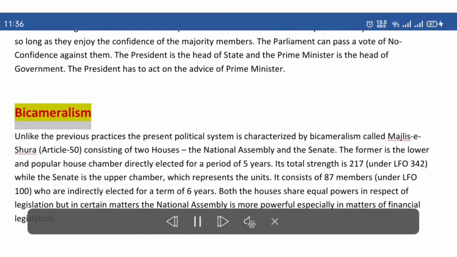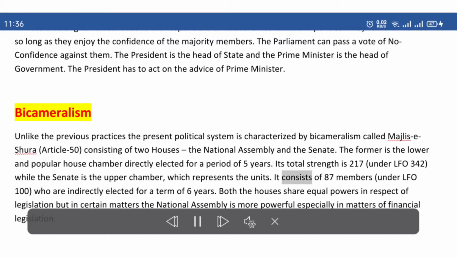Bicameralism. Unlike the previous practices, the present political system is characterized by bicameralism called Majlis-e-Shura, Article 50, consisting of 2 houses, the National Assembly and the Senate. The former is the lower and popular chamber, directly elected for a period of 5 years. Its total strength is 217, under the LFO 342, while the Senate is the upper chamber, which represents the units.